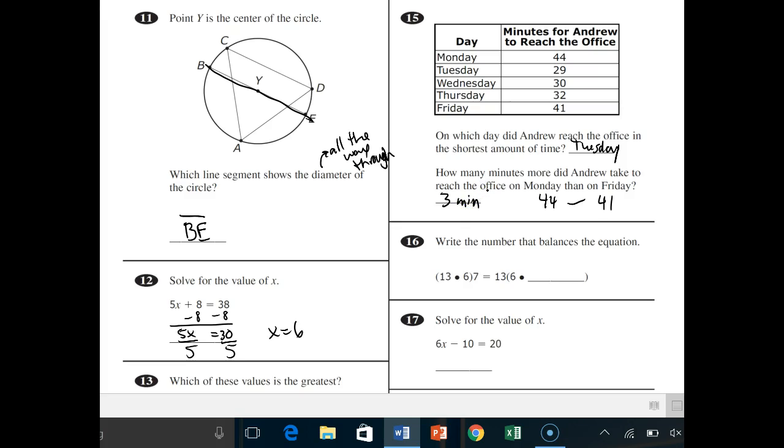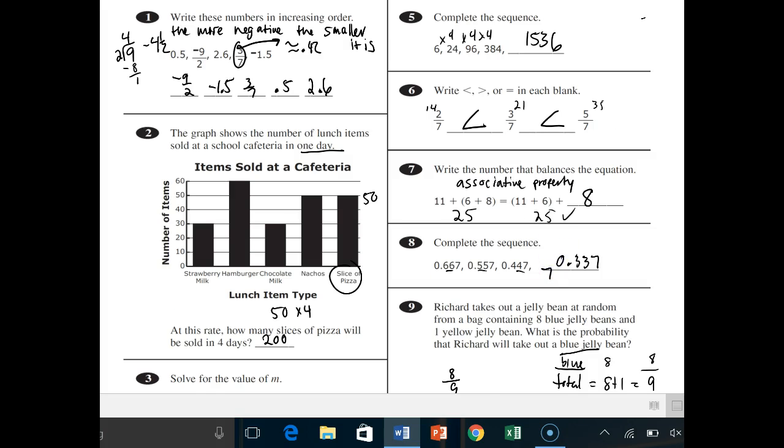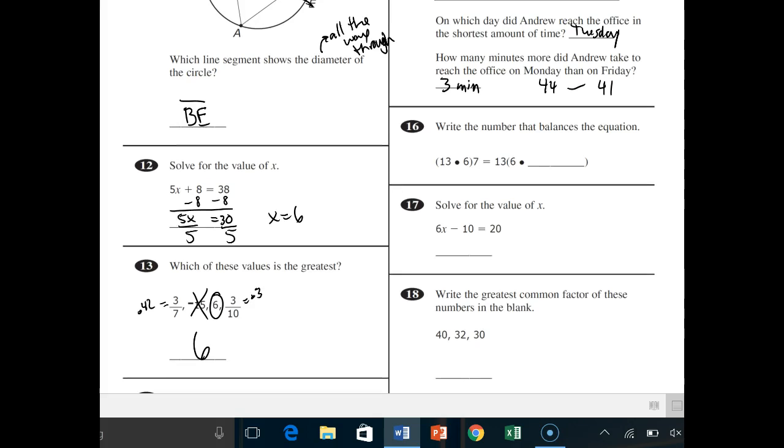On number 16, we have to write the number that balances the equation. So 13 times 6 times 7 is equal to the same thing as 13 times 6 times 7, right? Again, it's just the associative property, right?